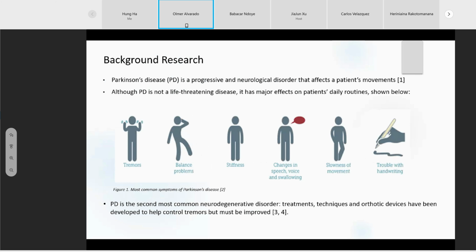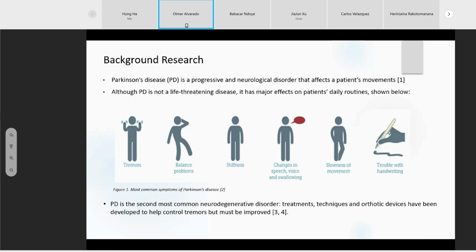So our project focuses on tremors caused by Parkinson's disease. The main scope was to develop a mechatronic device to minimize these oscillations, especially in the fingers. A lot of research has been conducted to find either invasive or non-invasive solutions, since Parkinson's disease is a progressive, chronic, and the second most common neurological condition.